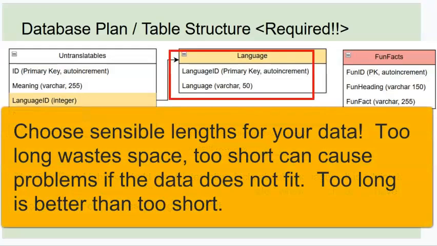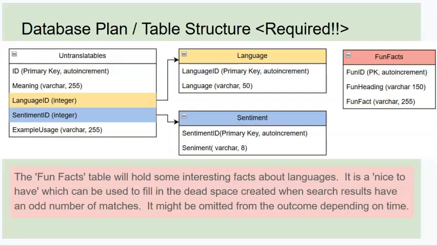For my language table, the first column is language ID, and then I've got the language. And I looked at the lengths of all the languages, and the longest language was about 25 characters. So I've set the maximum length for any language to be 50 characters. For my sentiments, I only had 3 sentiments, and the longest was 8 characters long, which is why my sentiment column only needs to be variable characters 8, and of course we do need a primary key.